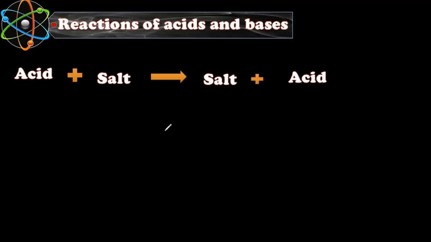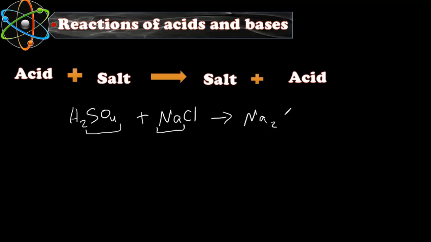Is it going to be the same or different? If we have here H2SO4, this is acid, plus salt, let's say NaCl. This will give us salt. The salt will be, as we said, the metal part from here with the non-metal part of the acid, which will give us Na2SO4 plus. Now we still have hydrogen here and here we have chlorine. This will give us acid. The acid is going to be HCl.